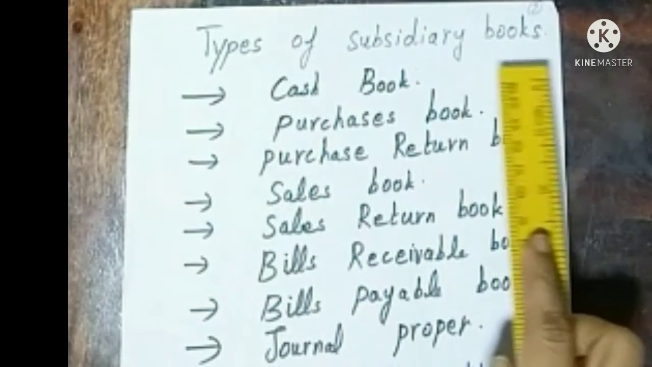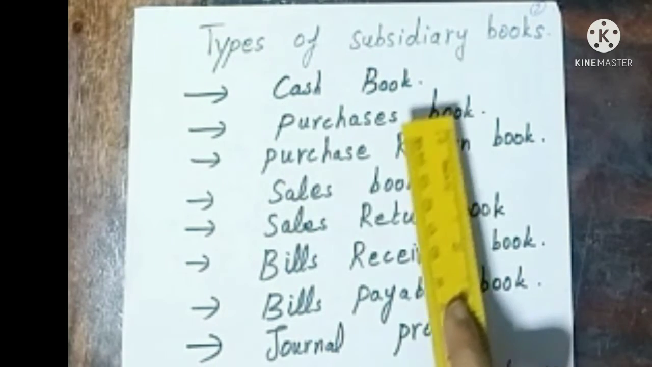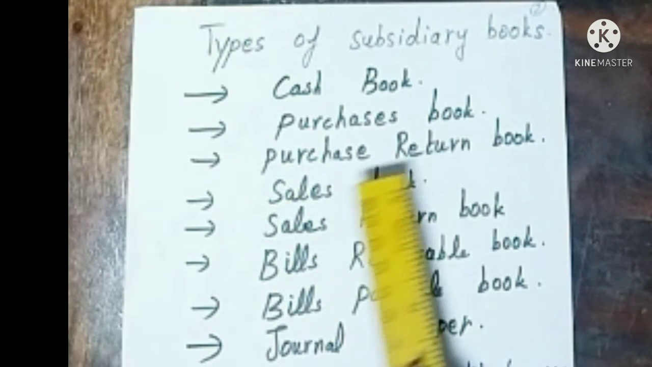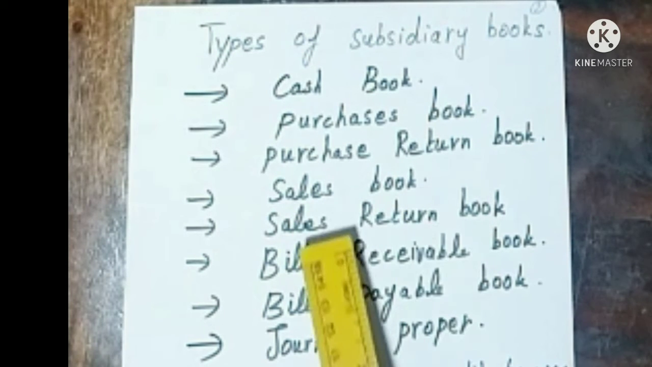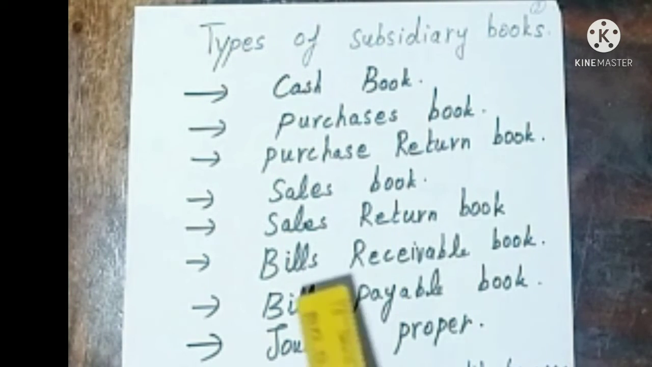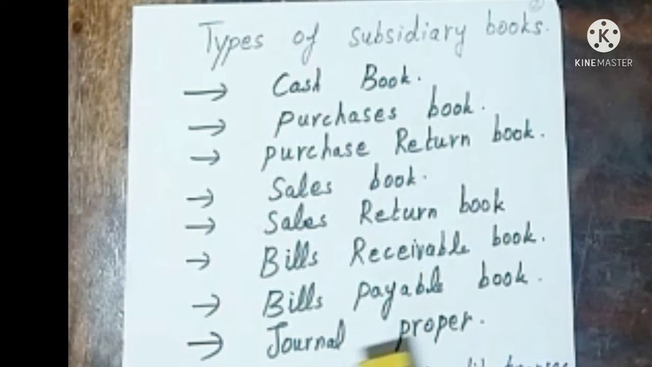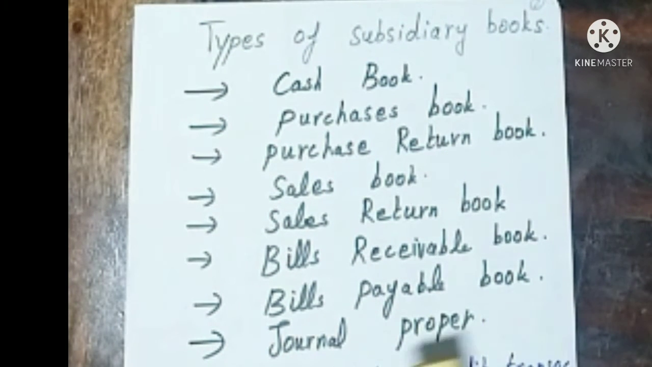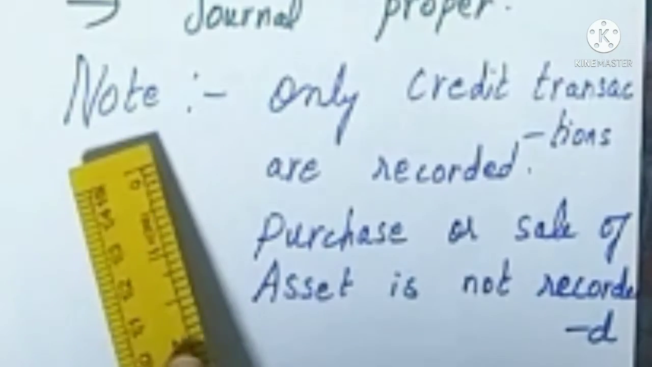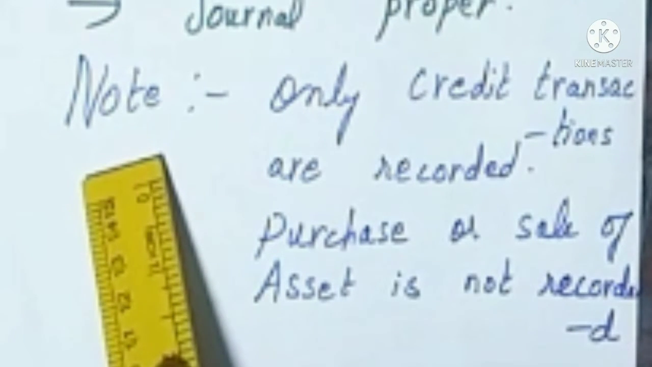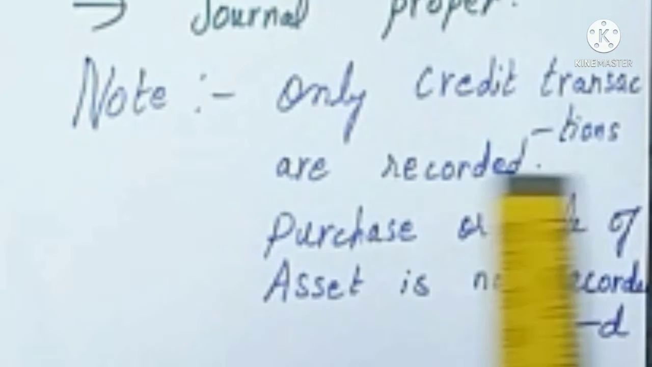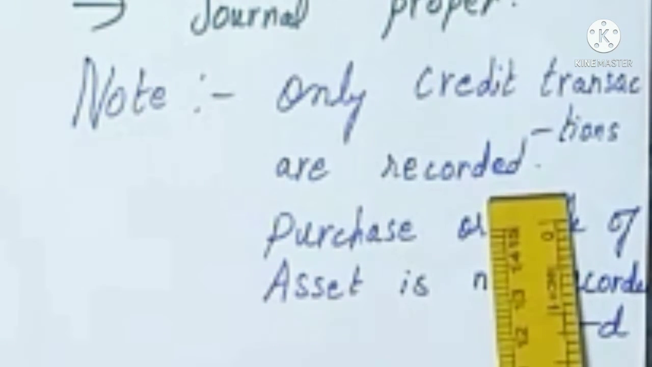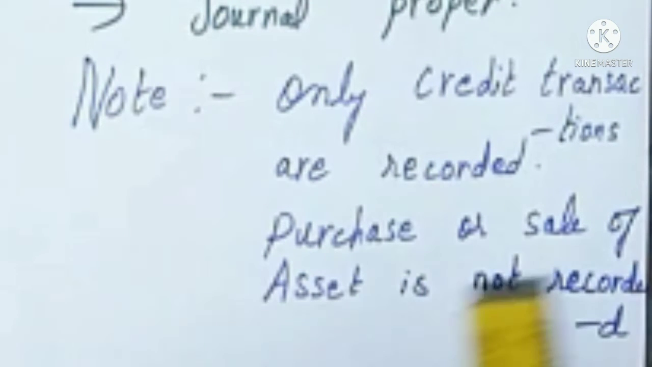Types of subsidiary books: cash book, purchase return book, sales book, sales return book, bills receivable book, bills payable book, journal proper. Very important to note while preparing subsidiary books: only credit transactions are recorded in subsidiary books. Purchase or sale of asset is not recorded.